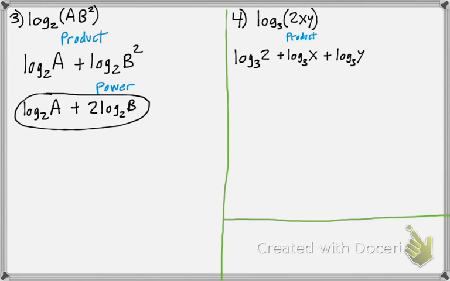So the product rule can be used to expand more than just 2 terms. You can expand it into however many terms there are that are being multiplied. So in this case, 3 different logarithms. And that'll be our answer.